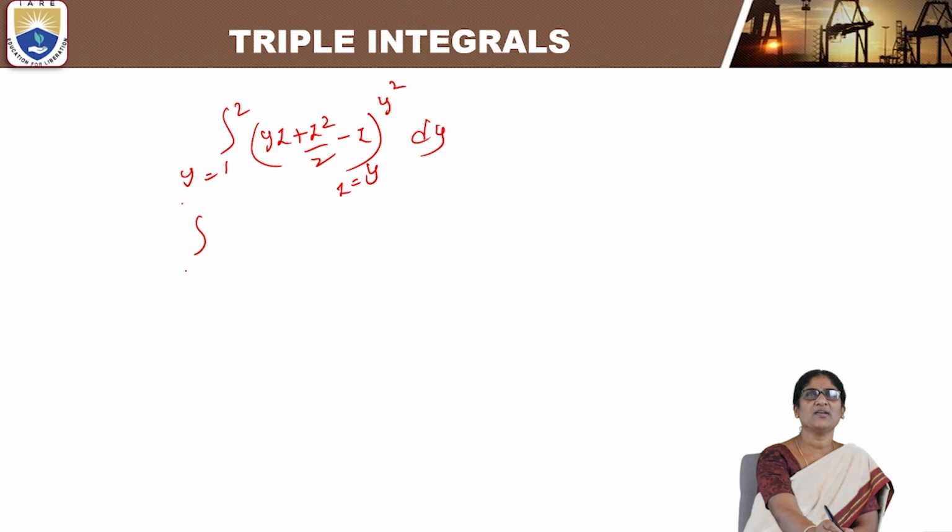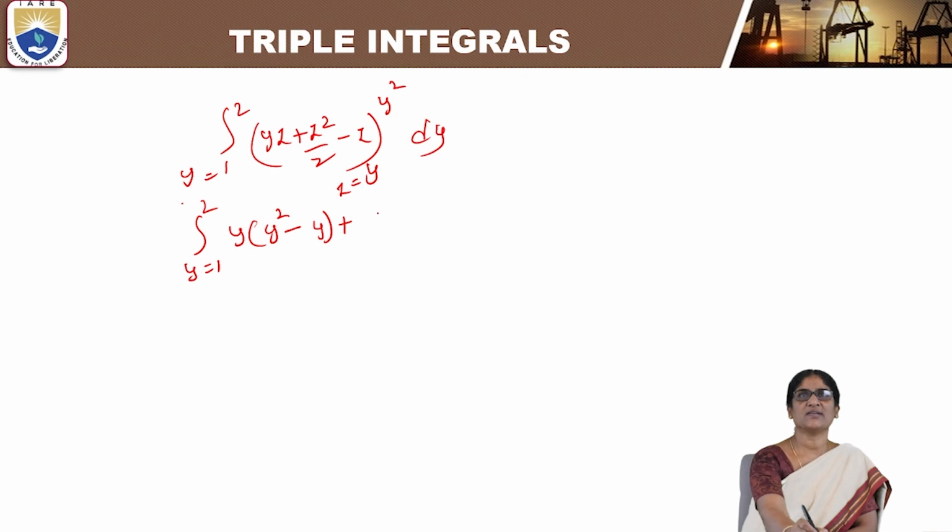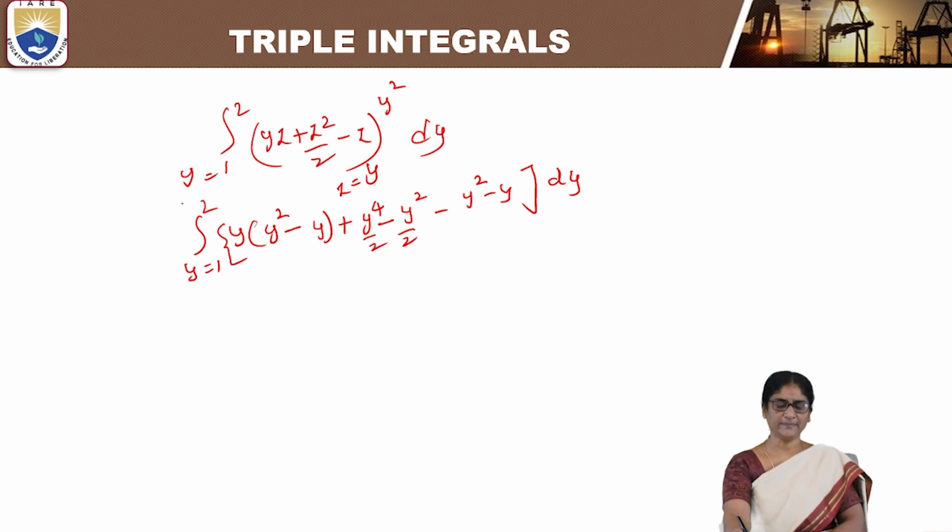So this comes out to be y is equal to 1 to 2, y into upper limit is y square. So this y square minus lower limit is y, plus z square. Z square is nothing but y to the power of 4, since z is y square. So you are going to get y to the power of 4 by 2 minus z, that is y square minus y into dy. It's comfortably converted in terms of the single variable y.